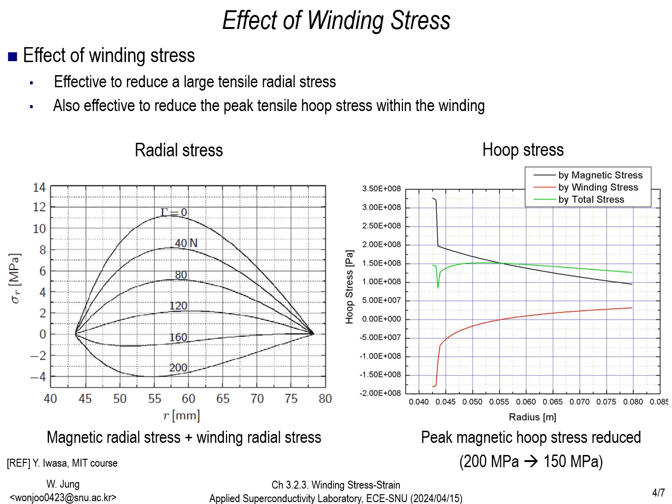Further analysis shows that winding stress, combined with magnetic radial stress, significantly lowers the peak magnetic hoop stress. The figure on the left illustrates how radial stress decreases with increasing winding tension. The figure on the right shows the reduction in peak total stress when winding stress is considered.